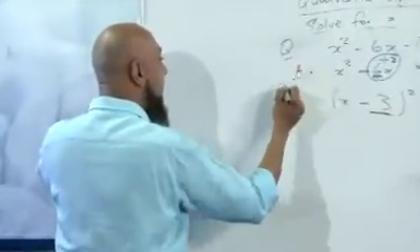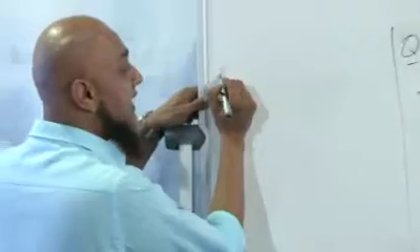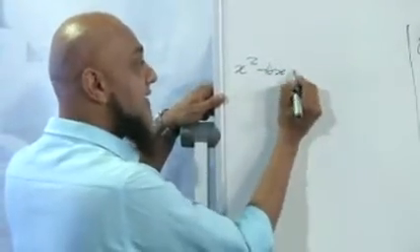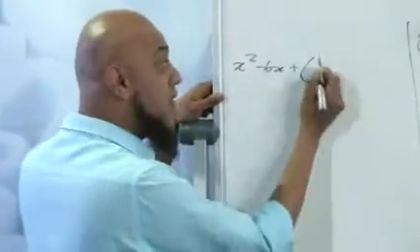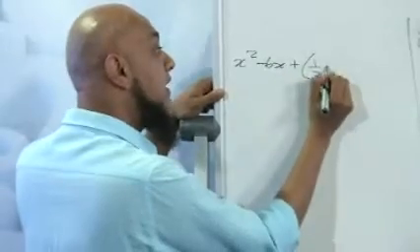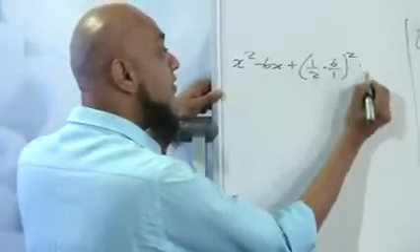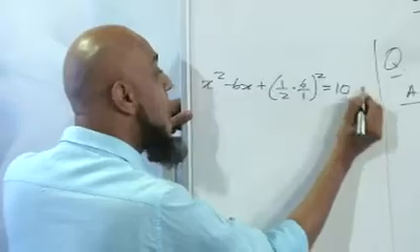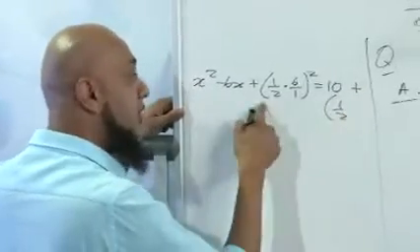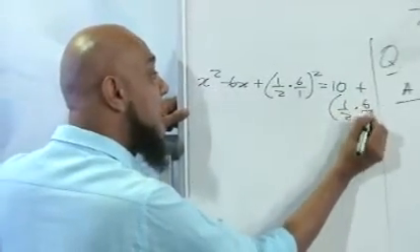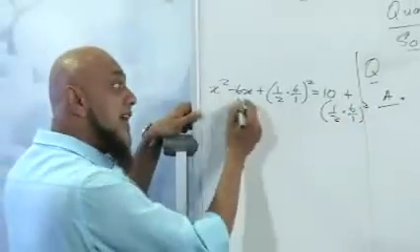That's the answer. I know what you did. You said x squared minus 6x plus, this is what your teachers tell you in school, half times the coefficient of x over 1, all squared, is equal to 10 plus half times, whatever you do on the left you do on the right, times 6 over 1, all squared. You then remove the brackets.